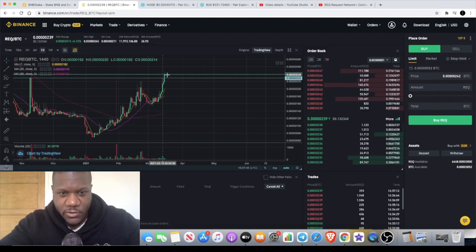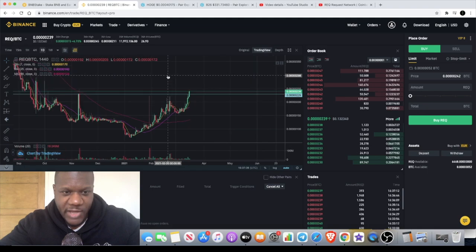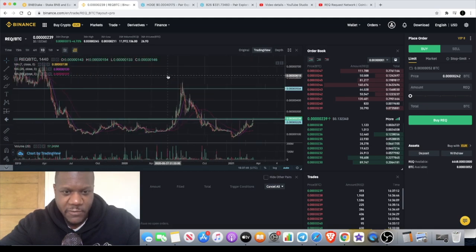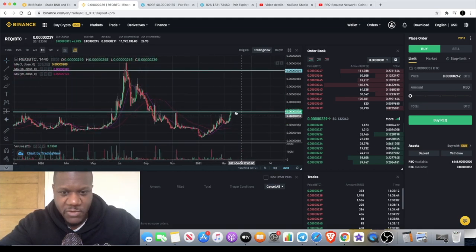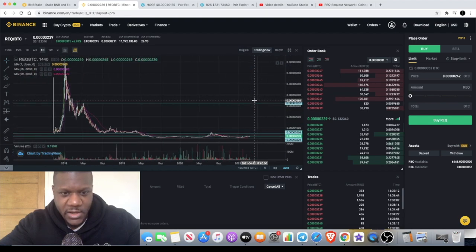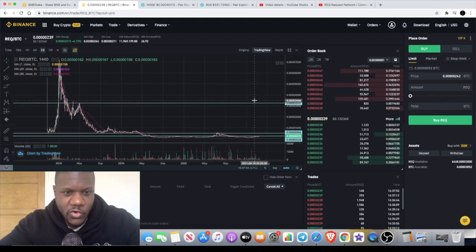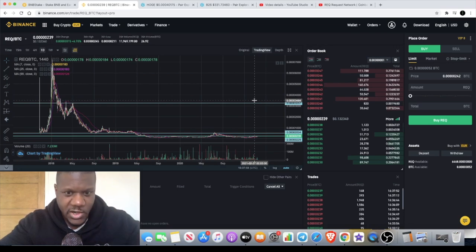But if we see a candle body close above this level, I would say that it's definitely looking good for Request Network. Hopefully we can get some movement to the upside, and my first target, of course, will be over here at around 505 sats.